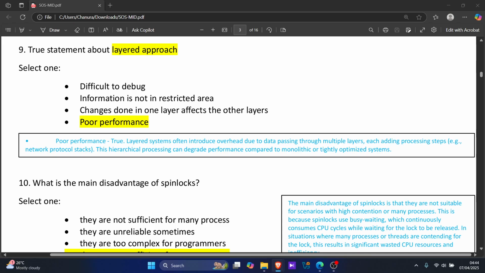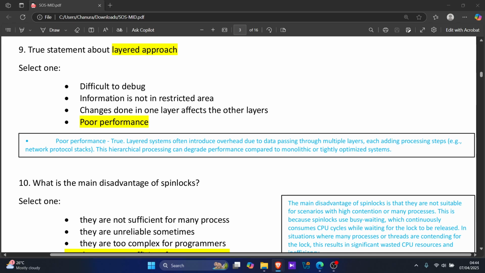2. Information is not in restricted area. This seems vague. Maybe it's referring to information hiding? In layered systems, each layer usually hides its implementation details from others, so information is in restricted areas. So this statement might be false.